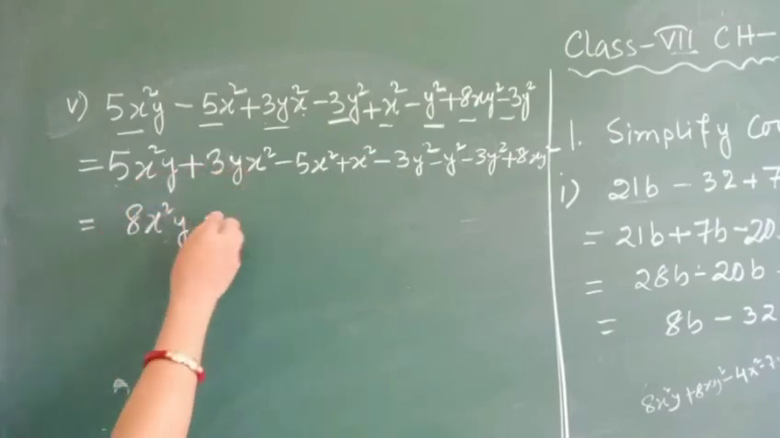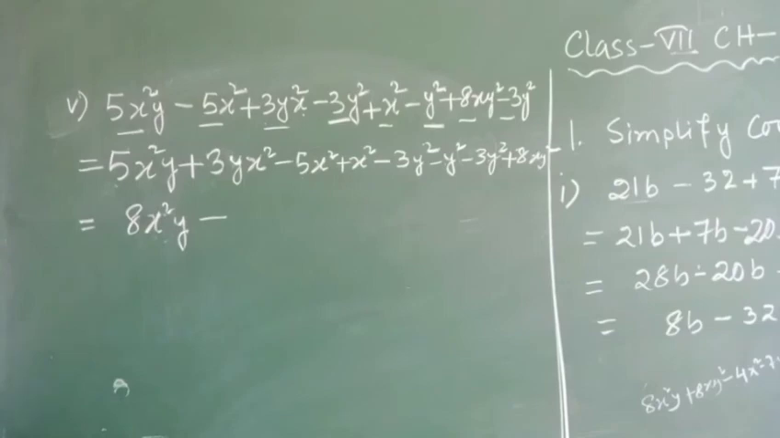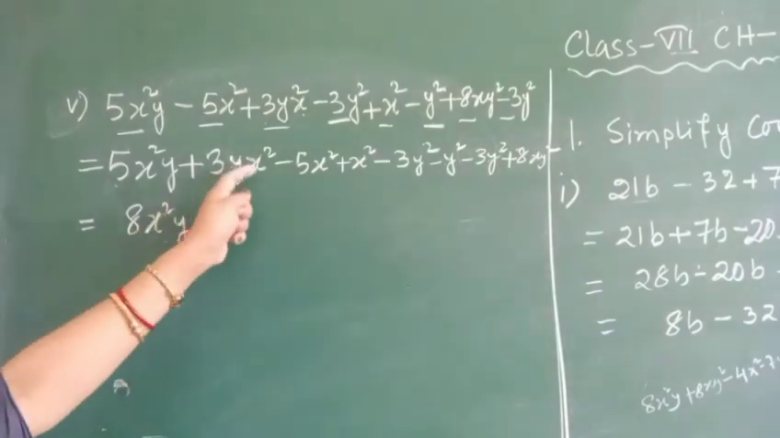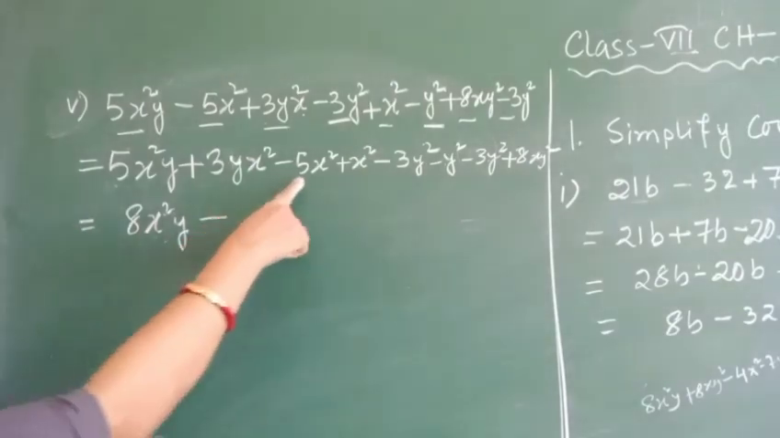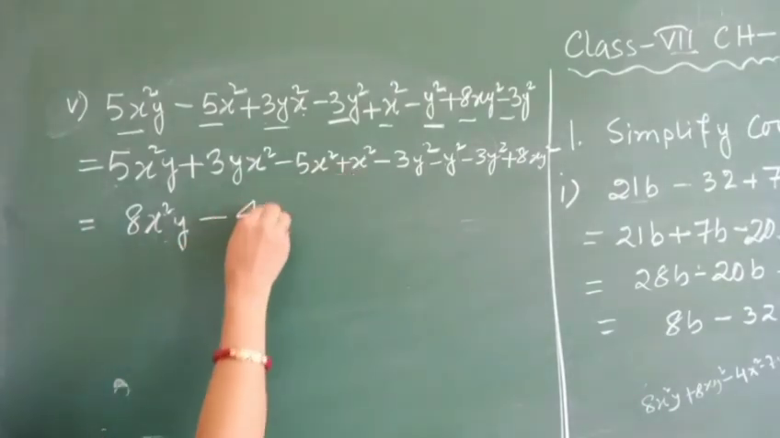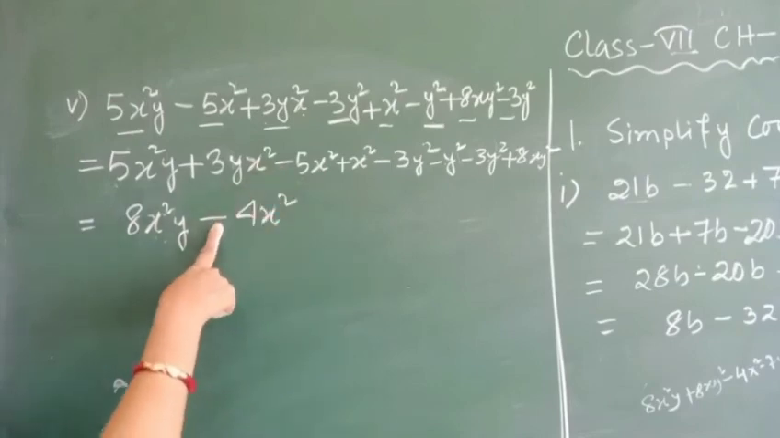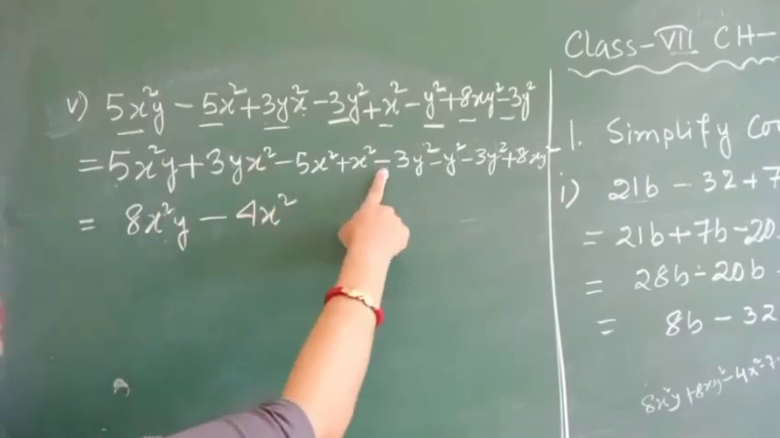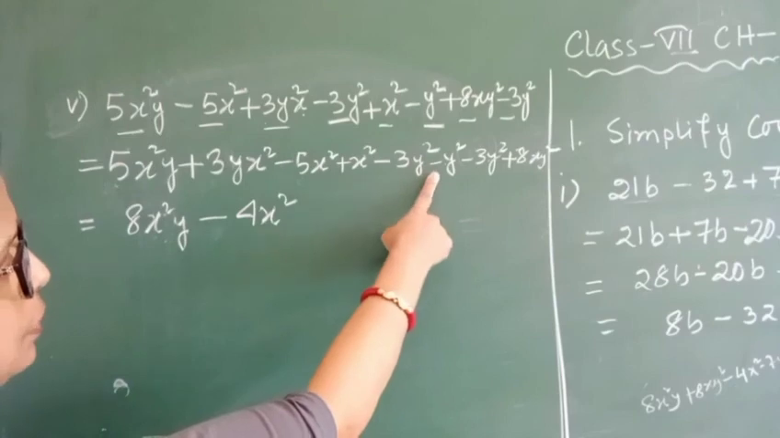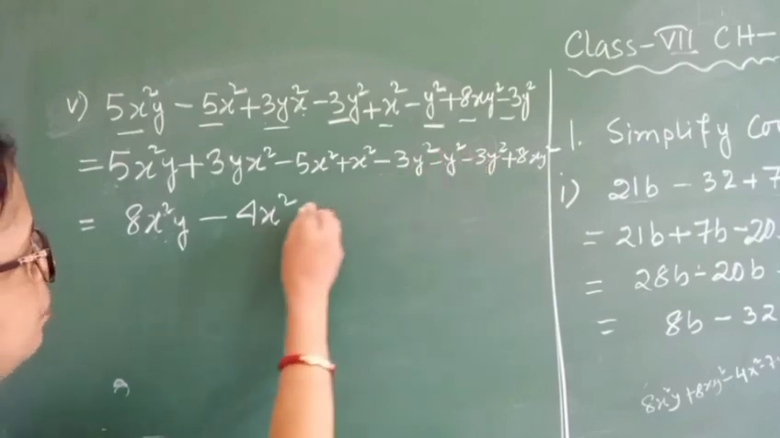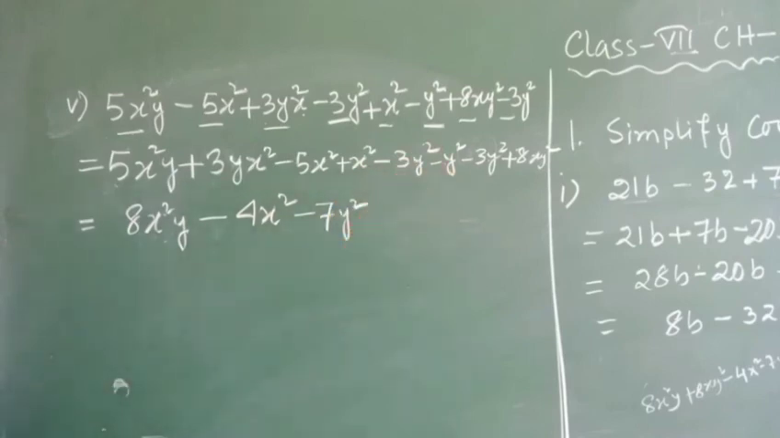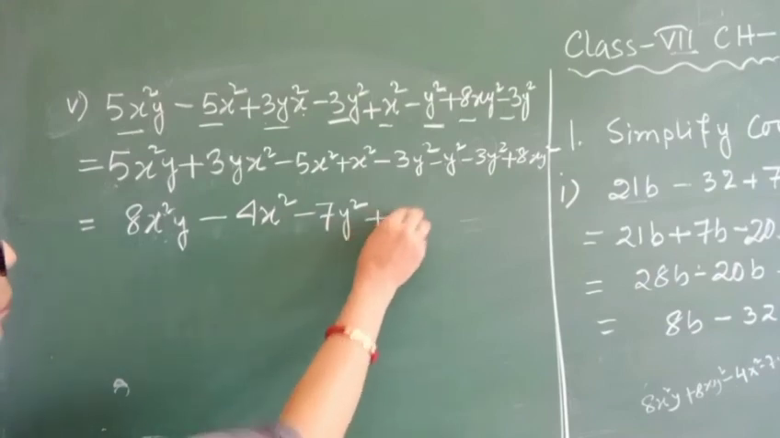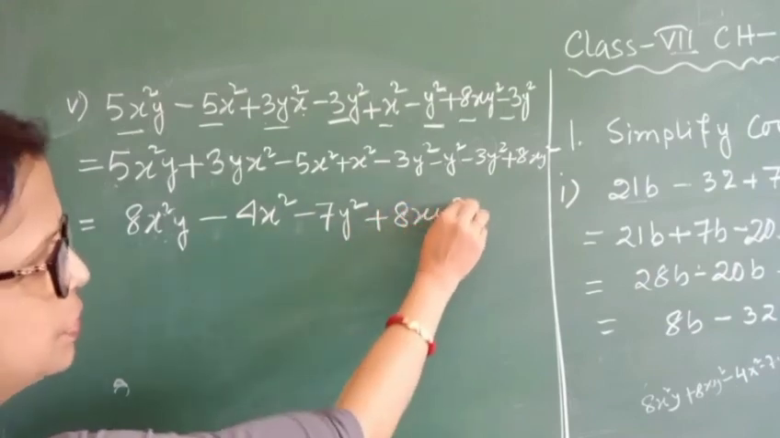8x square y, minus, alphabetically we will write, though they have been given in a different way, we can arrange them alphabetically. Minus 5x square plus x square. So 4x square, we need to subtract and the larger number's sign will come in front. Minus 3y square minus y square minus 3y square is minus 7y square. All have the same sign, so we have added them and the available sign I have written. Then plus 8xy square.